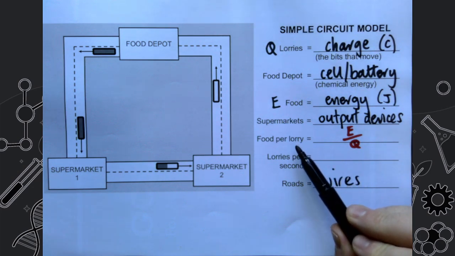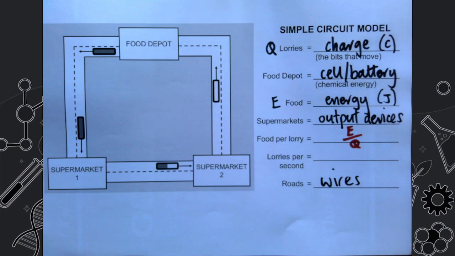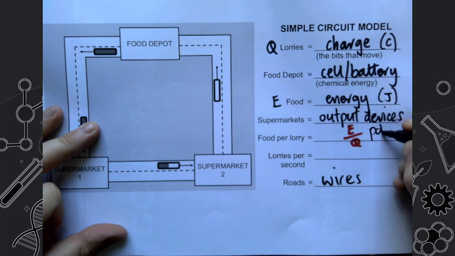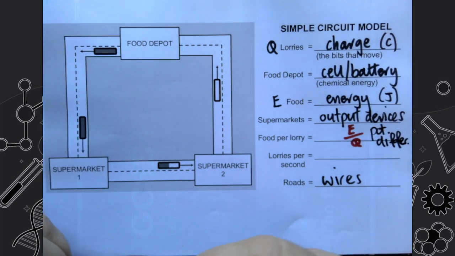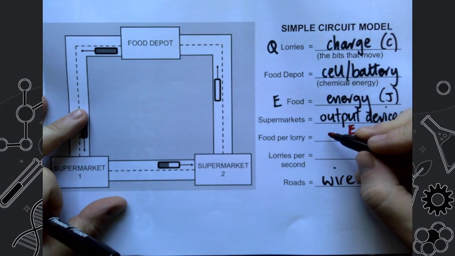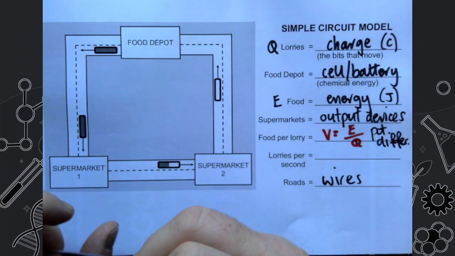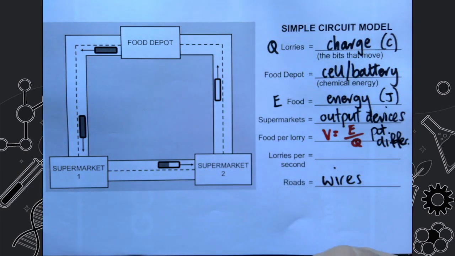The food per lorry is the joules per coulomb, or E over Q, and this is called potential difference. Potential difference is sometimes referred to as voltage. In fact, I may even slip into that bad habit today. So it's called voltage or potential difference, and it's the energy over the charge, or joules per coulomb. So volts is joules per coulomb. How much food is in the back of the lorry?